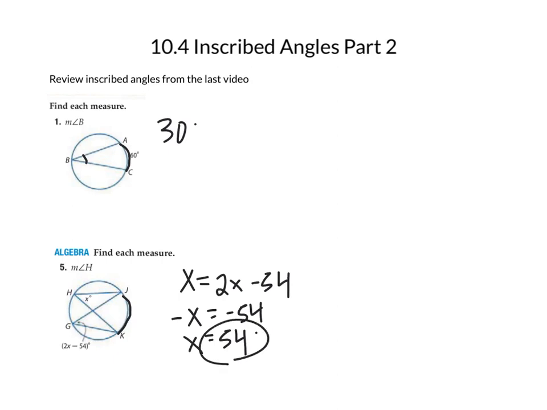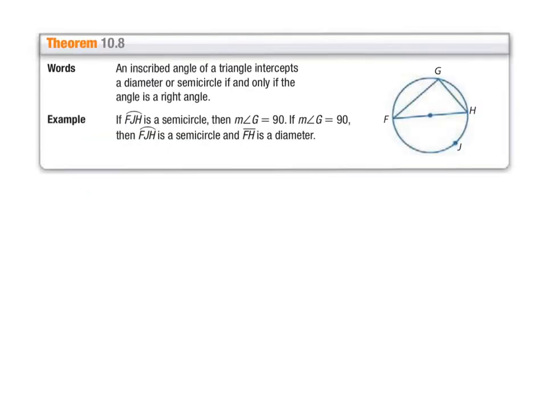All right, now that we're warmed up, let's jump into the first theorem for today. Now, this might look a little familiar because we actually did reference it in the previous video. This theorem says an inscribed angle of a triangle intercepts a diameter if the angle is a right angle. So if FH is a diameter, and this is the inscribed angle right here, and this is the intercepted arc right here, that means that FH must be a diameter if G is 90 degrees, and vice versa.